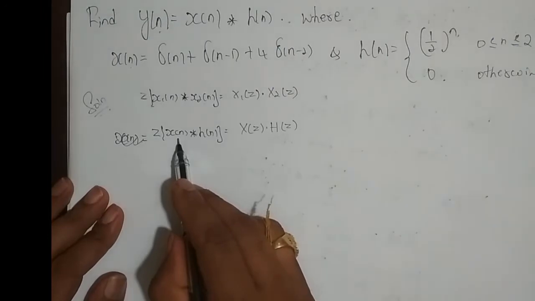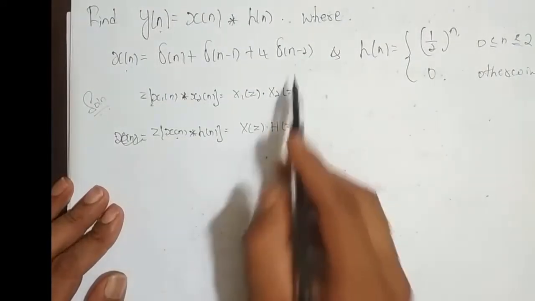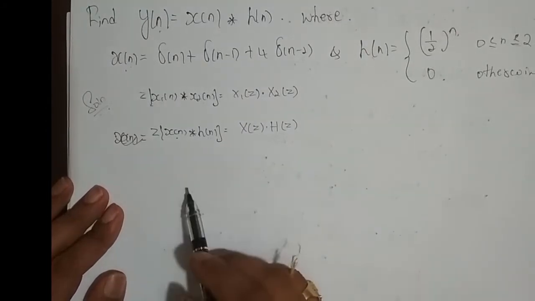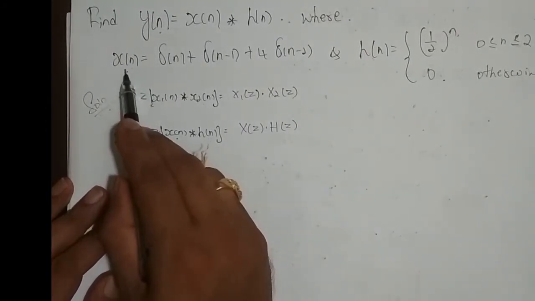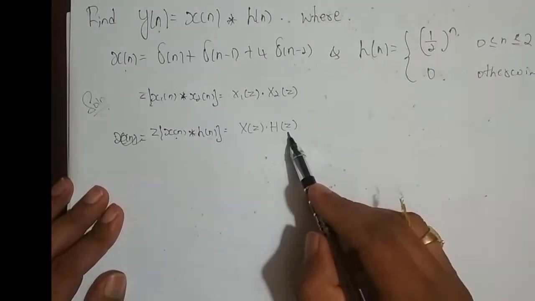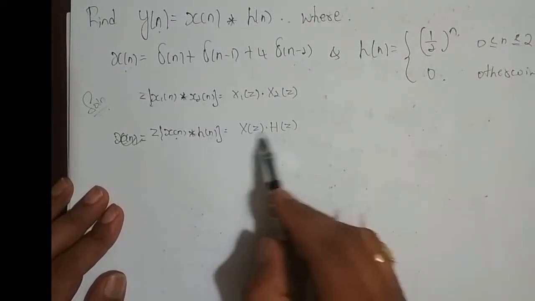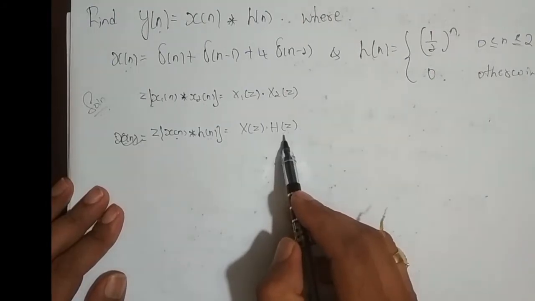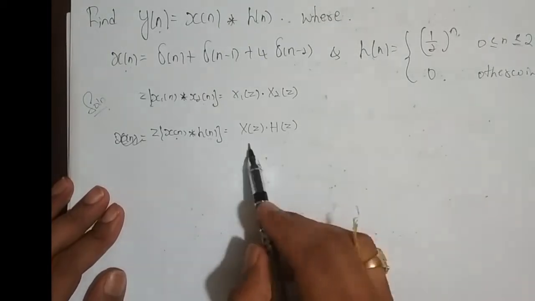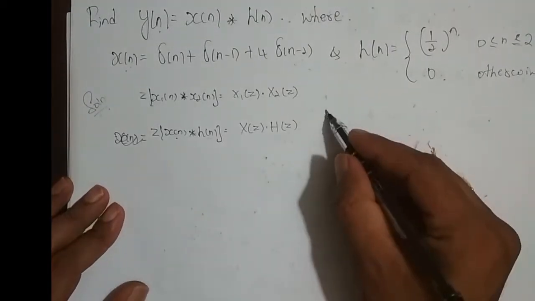So we have x of n, and what is x of n? X of n is this sequence. We have h of n, and what is h of n? H of n is this sequence. So what do we do here? We take the Z transform of x of n, we end up with X of z. We take the Z transform of h of n, we end up with H of z. So we multiply X of z and H of z, which is nothing but, we call this multiplied sequence Y of z.